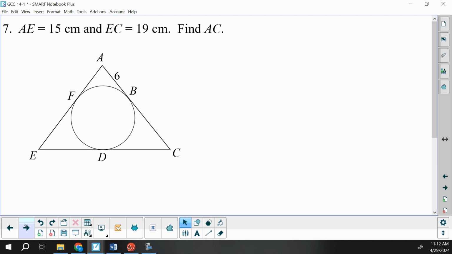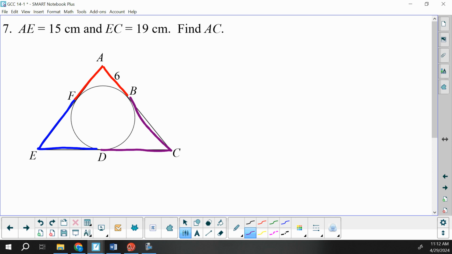All right, our last problem for this video, I think these are kind of fun problems. It looks like a circle inscribed in a triangle, but instead I want you to think of it as 3 sets of tangents from the same point. You have A to F and A to B. Those should be equal. E to F and E to D. Those should be equal. And then C to D and C to B, those should be equal as well. And that's because they're tangents from the same point.